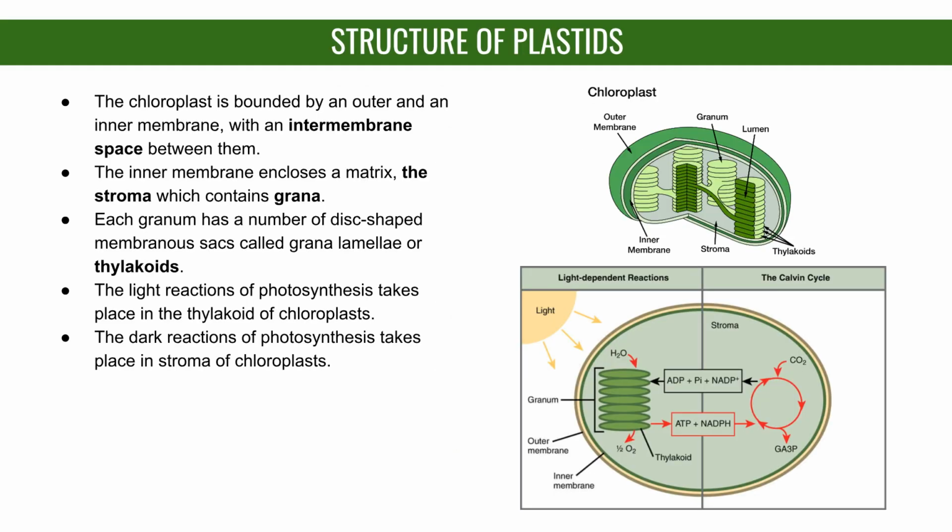The chloroplast structure includes outer and inner membranes with an intermembrane space. The inner matrix, or stroma, contains grana, which are stacks of thylakoids. The light reactions of photosynthesis occur in the thylakoids, while the dark reactions take place in the stroma.